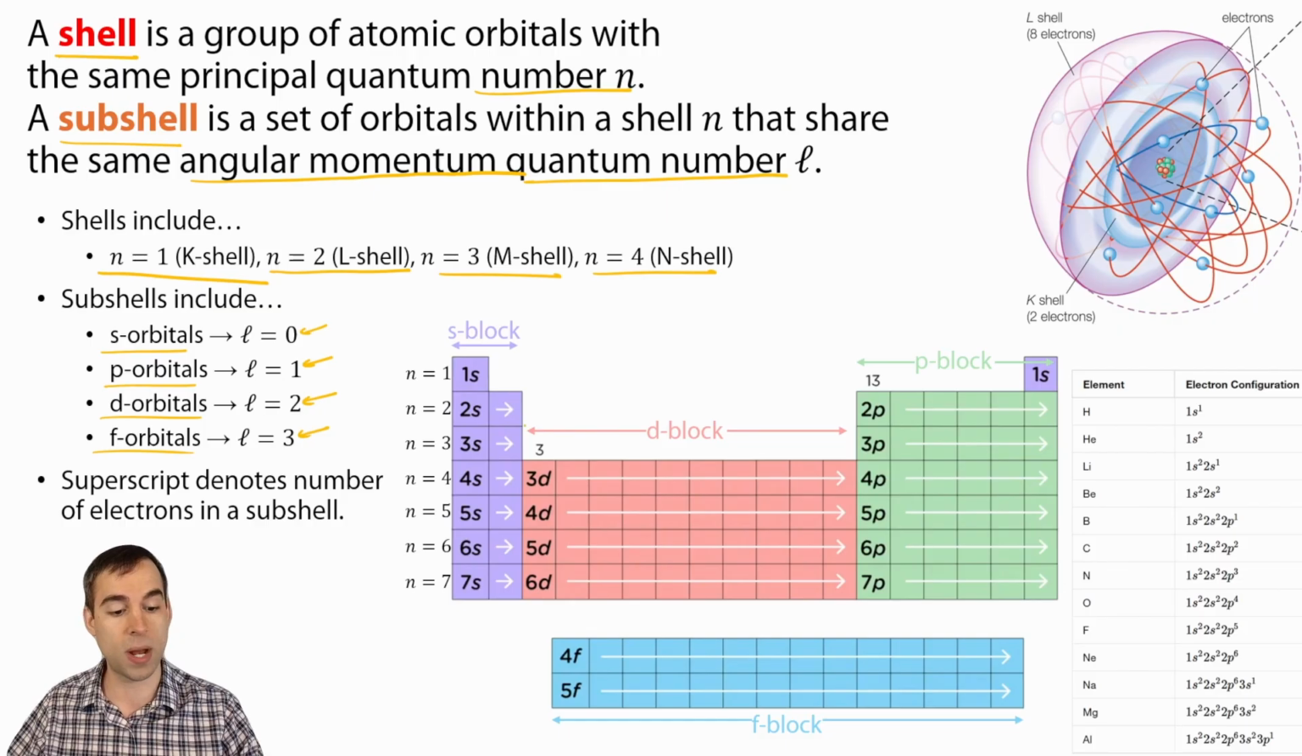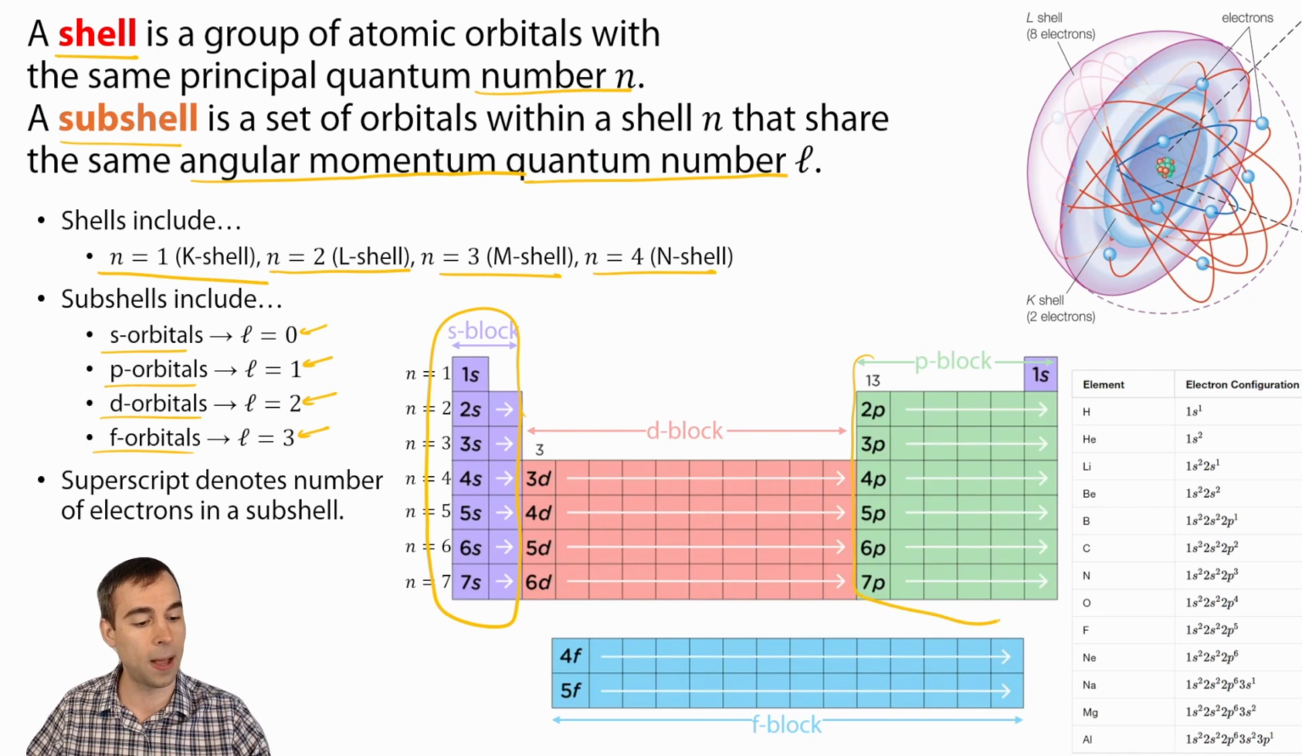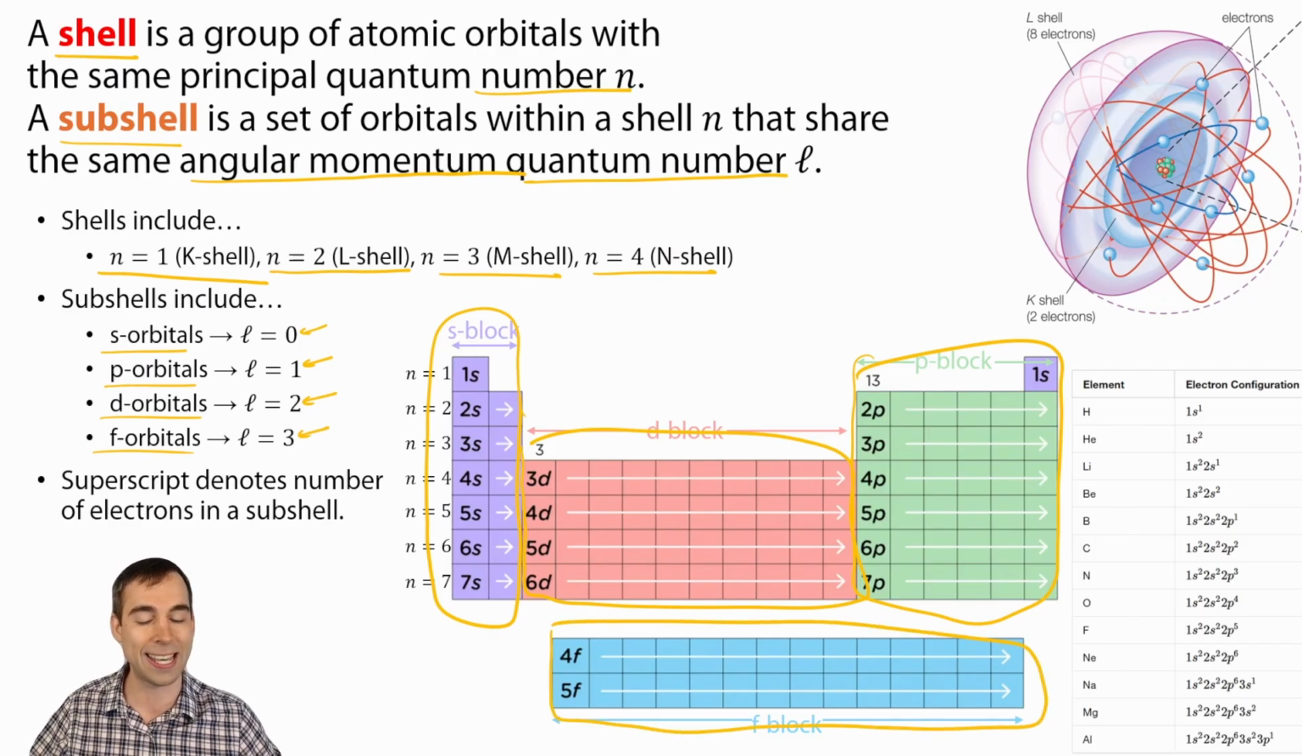L equals 0 corresponds to the s block on the periodic table where we're filling s orbitals. L equals 1 corresponds to the p block where we are filling p orbitals. L equals 2 corresponds to the d block where we're filling d orbitals. And L equals 3 corresponds to the f block where we're filling f orbitals. And remember, we can hold 2 electrons in each of these suborbitals within a single orbital block. And so the number of electrons can change based on which orbital you're in.